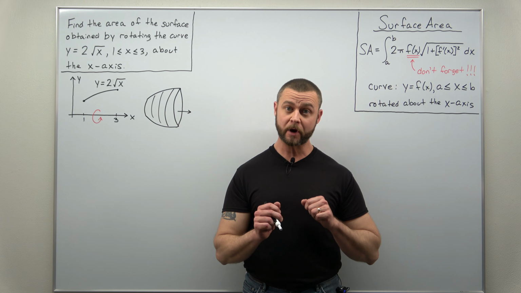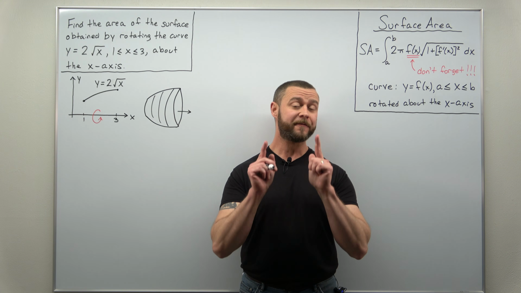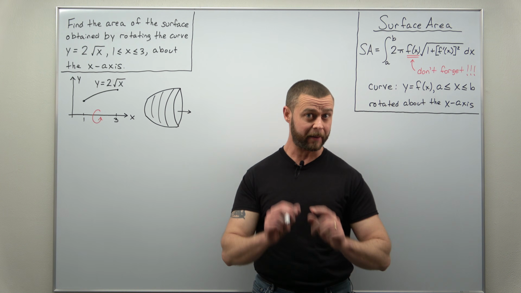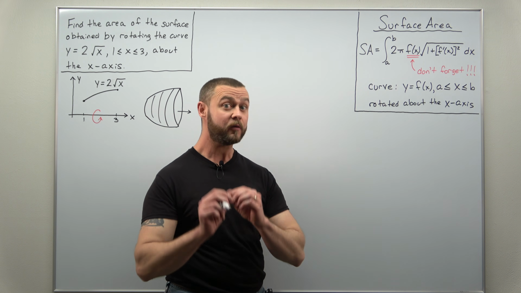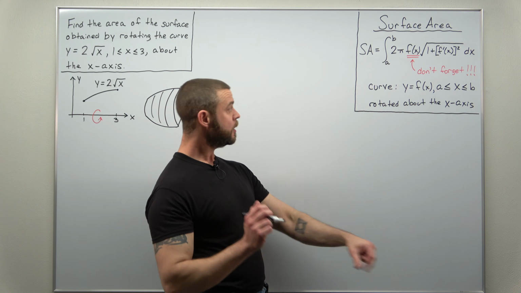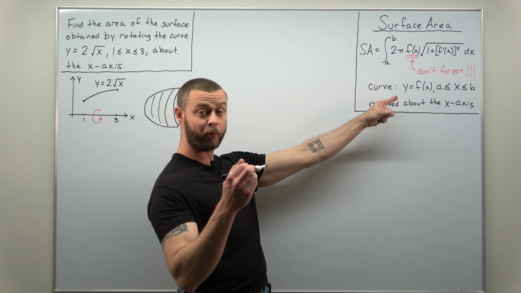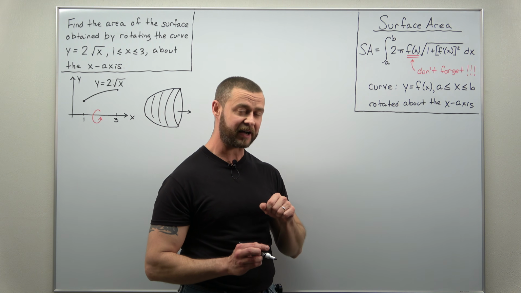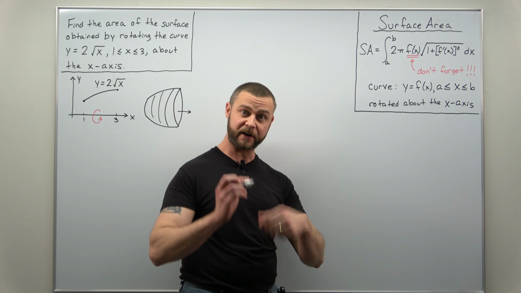This is a really good problem because there's a little bit of work for the setup and evaluation. Before we get to the setup, let's take a look at our formula for the surface area. We take a curve of the form y equals f of x, and then we rotate that about the x-axis. Now, your formula is very straightforward.